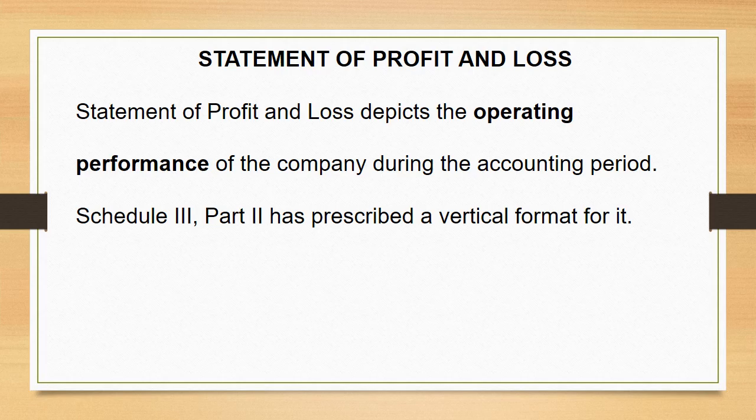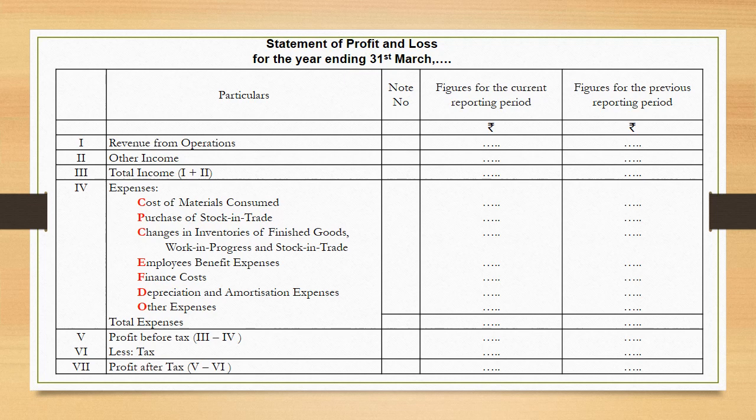Schedule 3 part 2 has prescribed a vertical format for it. Let us go. You can see there, as far as class 12 is concerned, we are restricted to these 7 items. First, revenue from operations. Second, other incomes. Third is total income, which will be the total of 1 and 2, that is total of revenue from operations and other incomes.